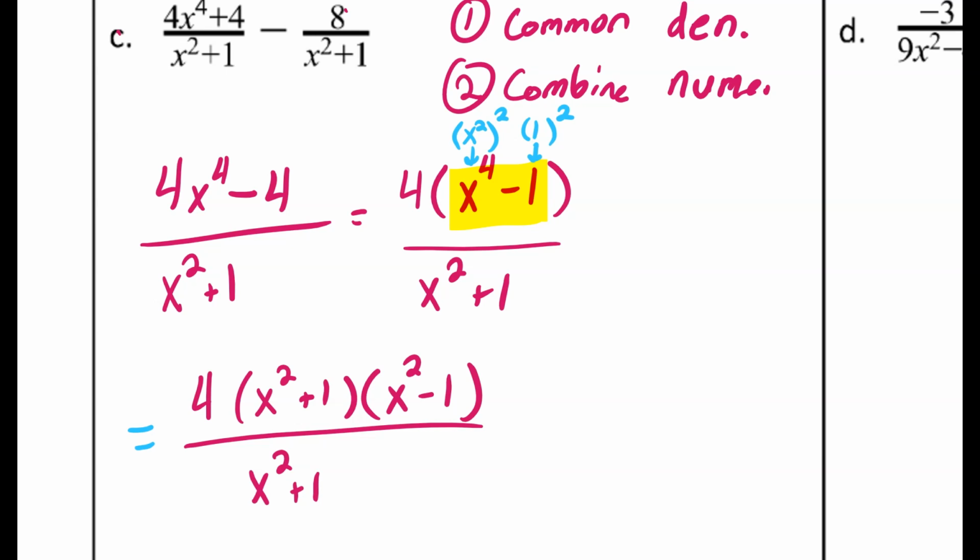I notice that in my denominator I have an x squared plus 1, and in my numerator I have an x squared plus 1 again. So if I divide those, it would reduce to 1. So all I have left here is just that 4 times the x squared minus 1 in the numerator. Technically, I do have a 1 in the denominator, but anything divided by 1 is itself, so I'm not even going to write that.